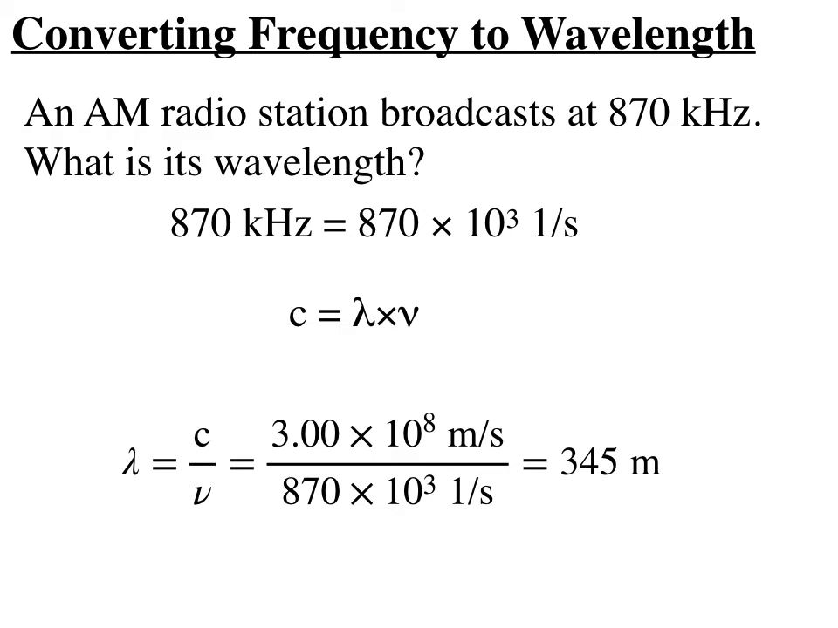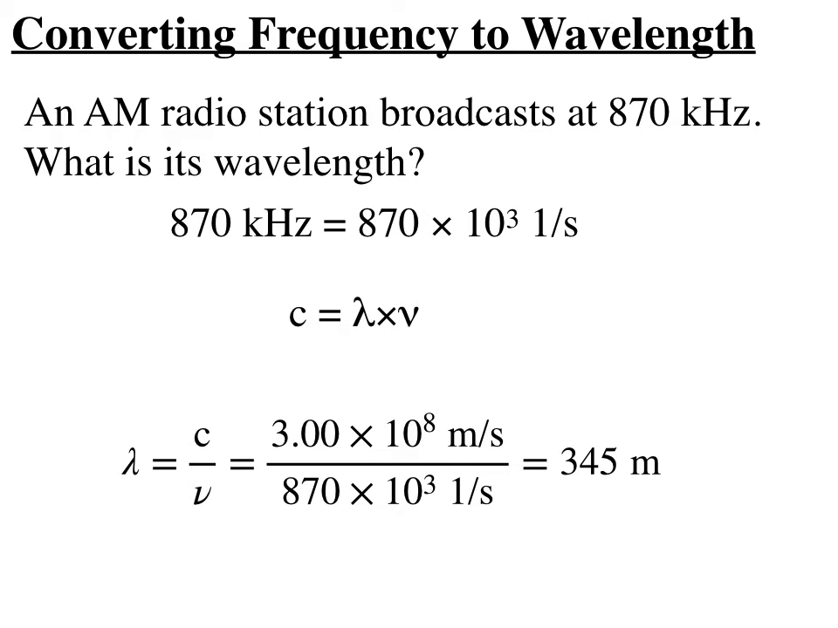So we have to know how to take the metric unit of kilohertz into hertz. 870 kilohertz, the k prefix from our study of prefixes we know means 10 to the 3, or 1,000. So 870 kilohertz is really 870,000 hertz, or 870 times 10 to the 3, 1 over seconds.